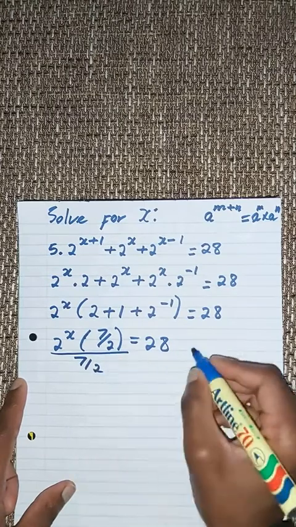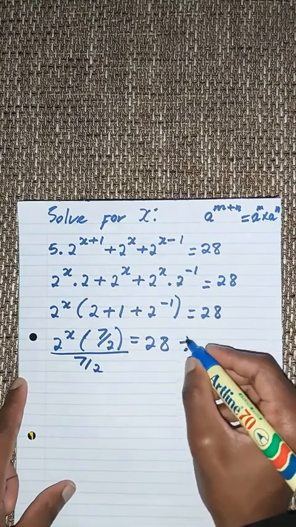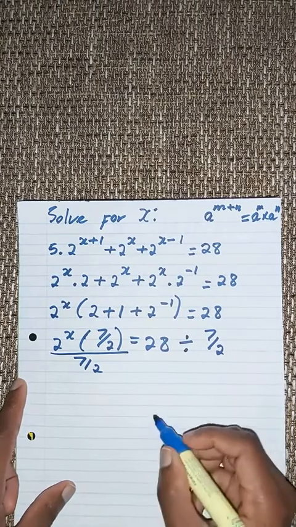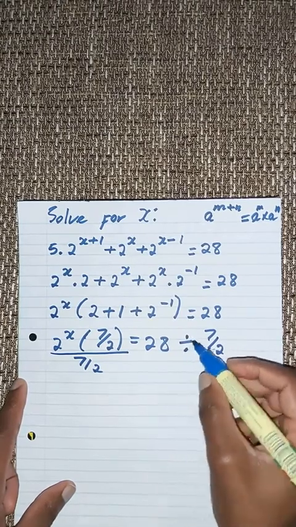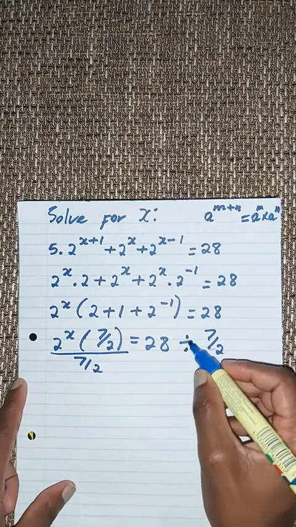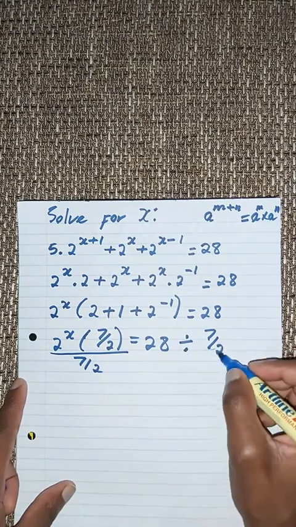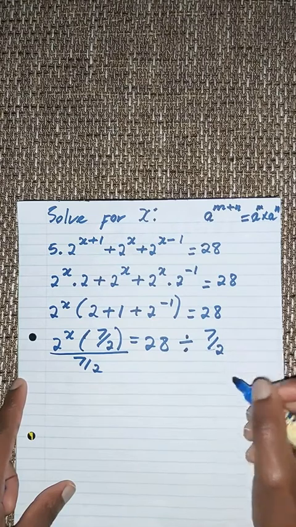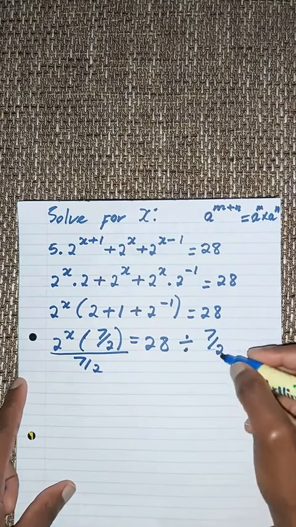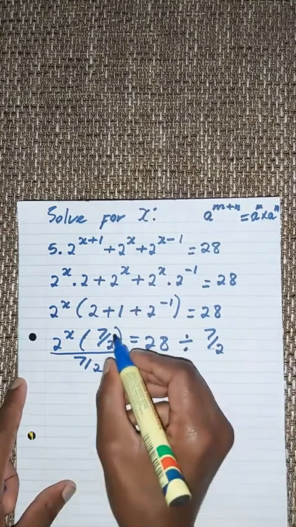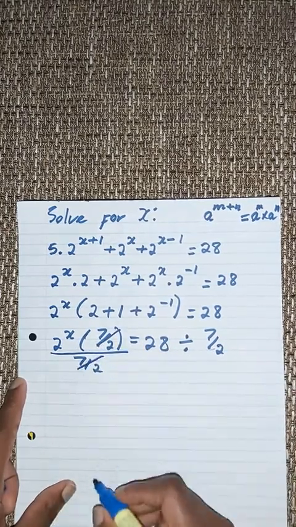7 over 2, dividing by it, 7 over 2. All right. If I have a double division, I have to change this division into a multiplication, and then change this into its reciprocal. Since it's 7 over 2, it will change into its reciprocal of 2 over 7. So this side, 7 over 2, cancels with 7 over 2.